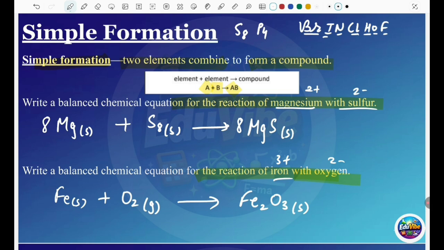Now we have to balance this. Here we have a 2, so if we write 2 over there, we write 4 over there. The oxygen is 6 over there like this. You know how to balance this? Easy method. You can do whatever you know, so you can do it with this.